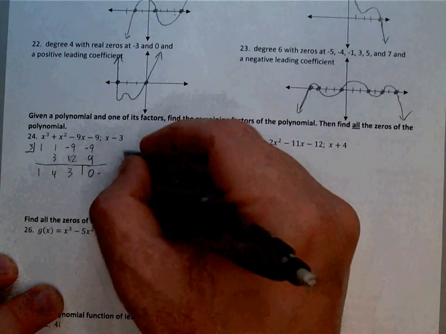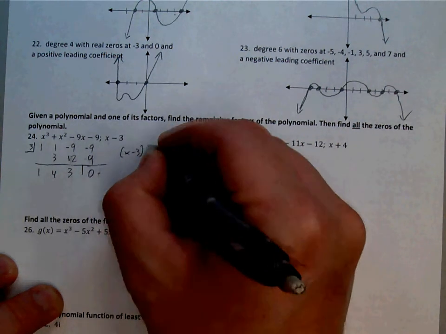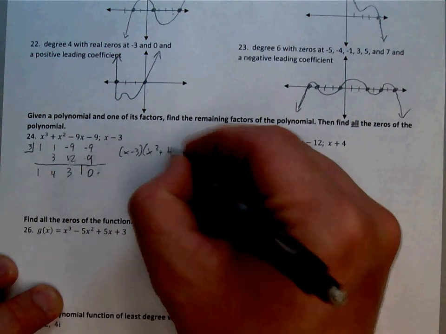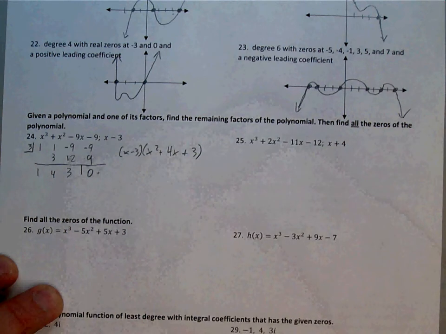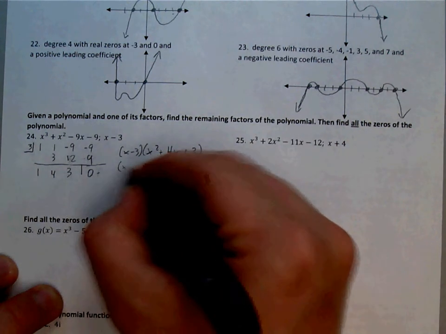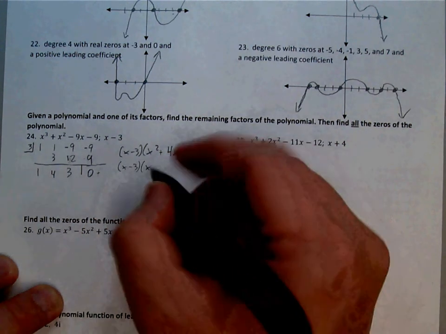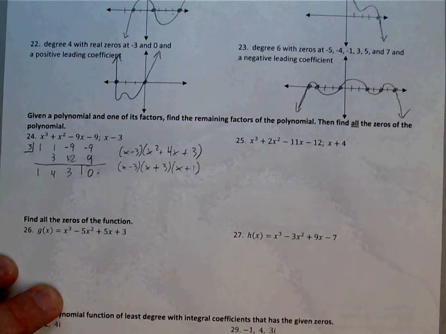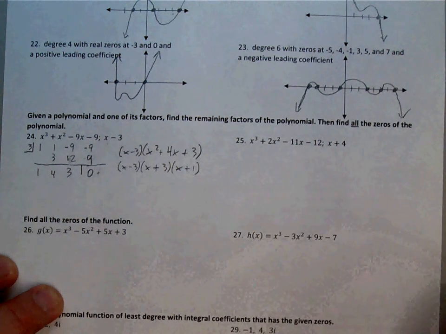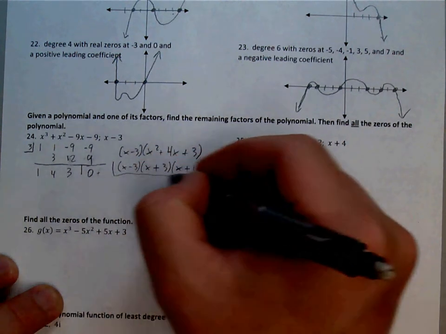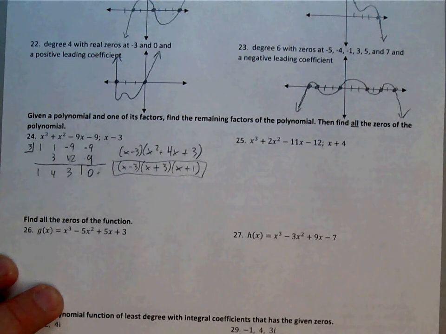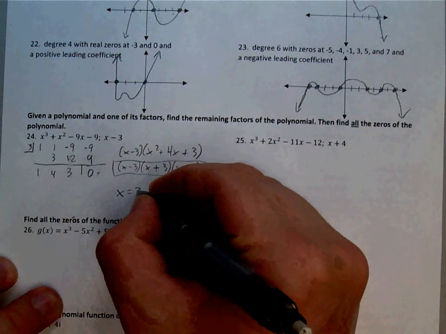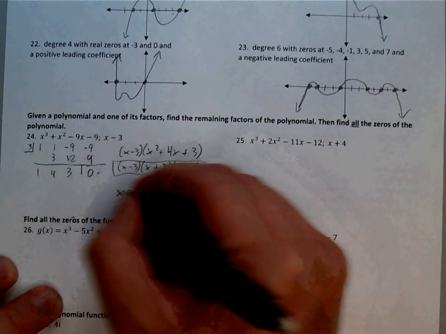Good, okay. So after we factored out x minus 3, and that was x cubed, so this is x squared plus 4x plus 3. That factors, so let's factor it down. x plus 3, x plus 1. So we found the remaining factors. Okay, and so now find all of the zeros. So that's assuming this is equal to 0. So set each factor equal to 0, we get positive 3, negative 3, negative 1.